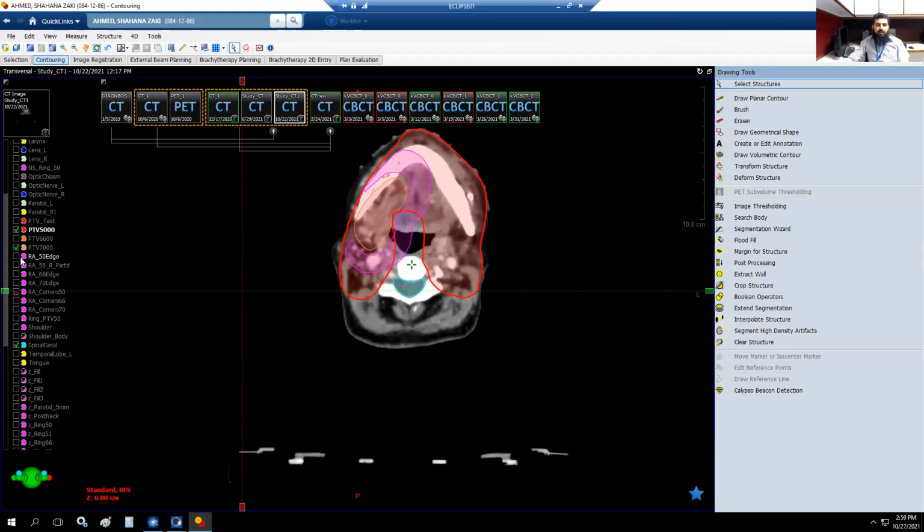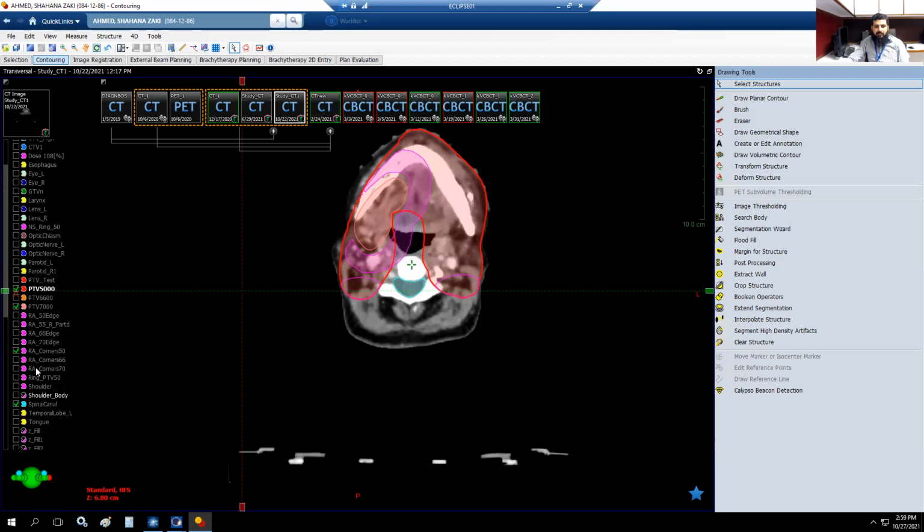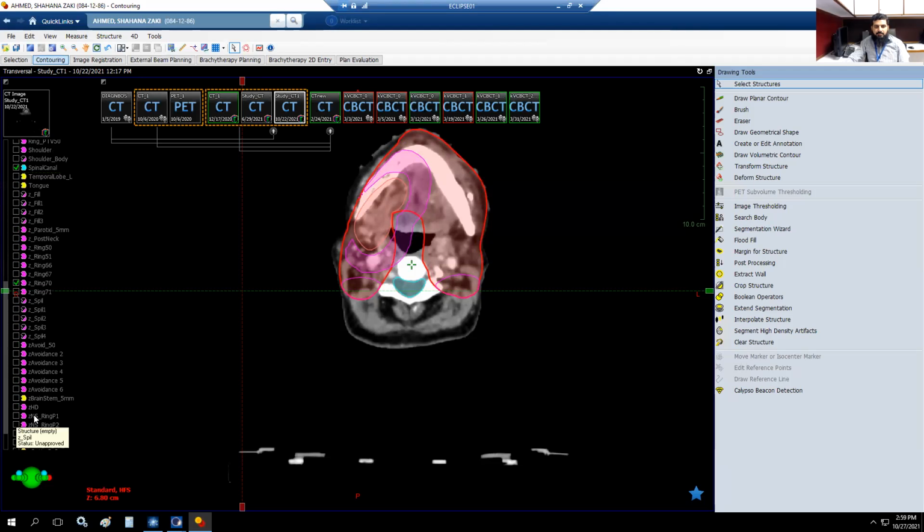Like we have the H50H, I will highlight, hopefully you will understand it. The band which is introduced in the PTV 5050. Then we have the corners, which are also introduced for the optimization, which are on demand. Then we have some avoidance structures for that.